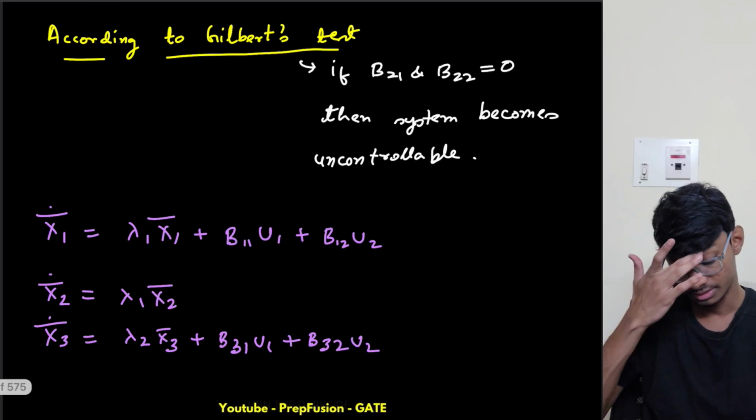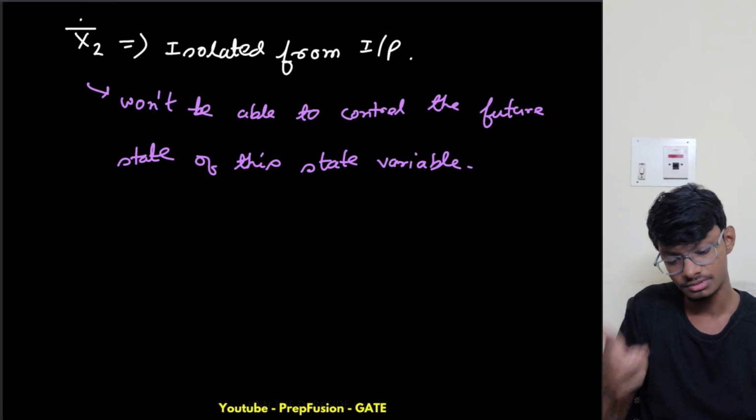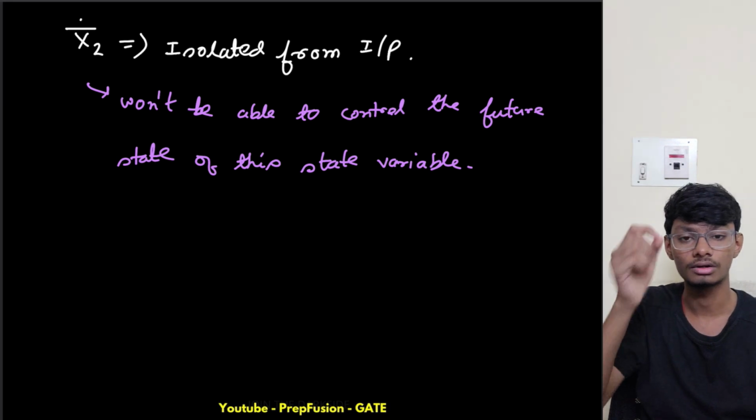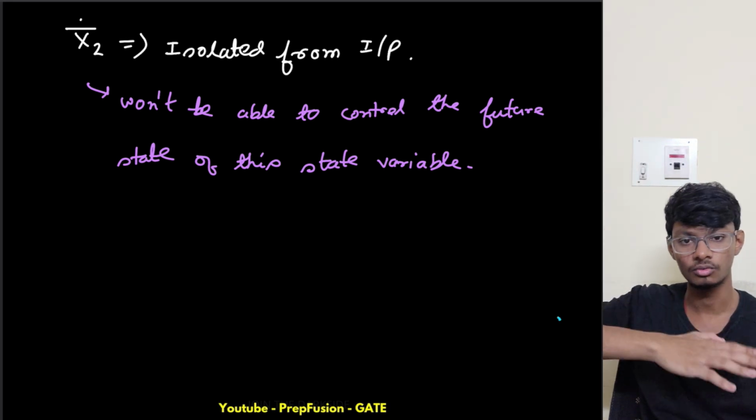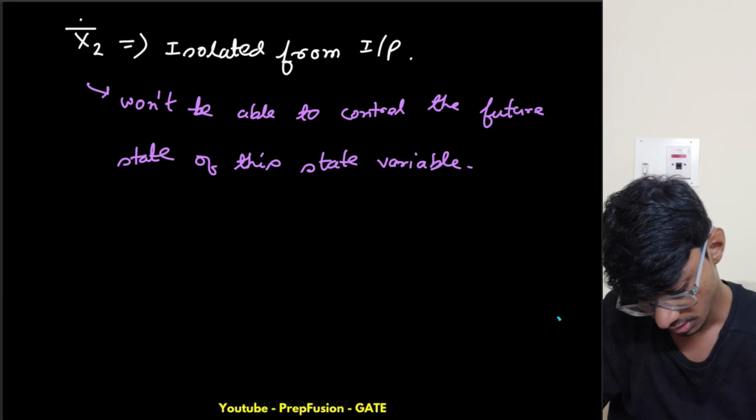Okay, so yeah, this is the main thing, right? Hence the system becomes uncontrollable. Even if I can't control one of the state variables, then also as a whole the system becomes uncontrollable.